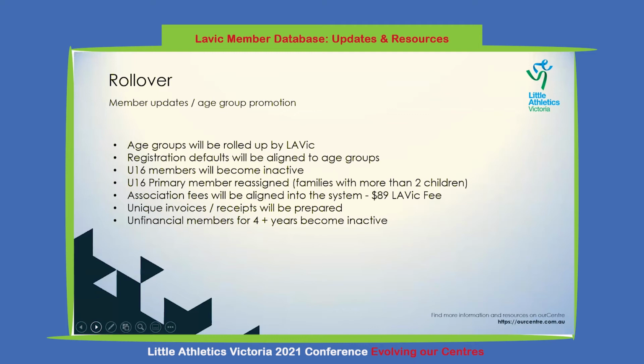If they are the primary member in a family, the primary member will be realigned for you. This will only be required for a family of more than 2 children. Families who have one under 16 this season and another athlete do not need the primary member reassigned.